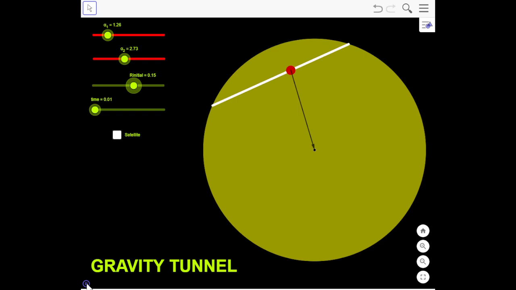Let's see. Yep, moves very slowly. There's not much force going along that tunnel parallel to the tunnel. It's almost all going into the tunnel wall. So it's hardly moving at all.